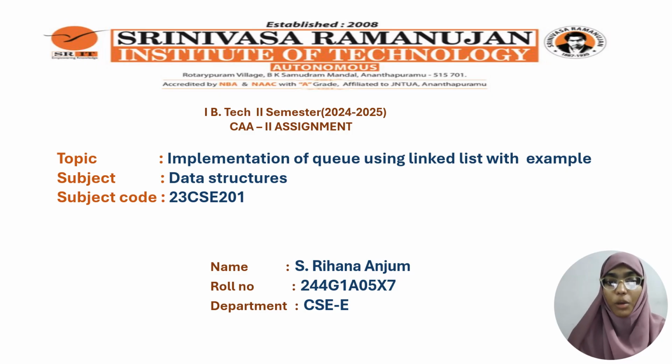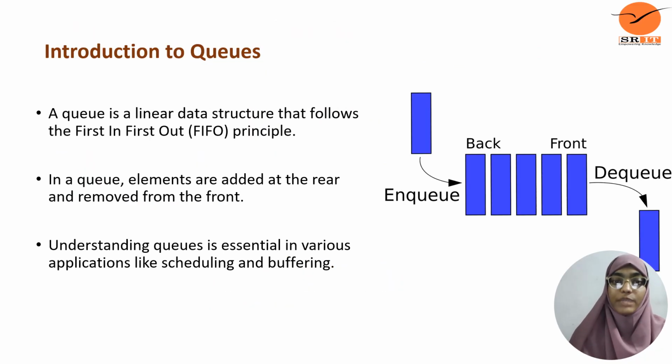Now I am going to talk about implementation of queues using linked list with example. So now let us see what is meant by queues. Queue is a linear data structure that follows the FIFO property. FIFO means first in first out.